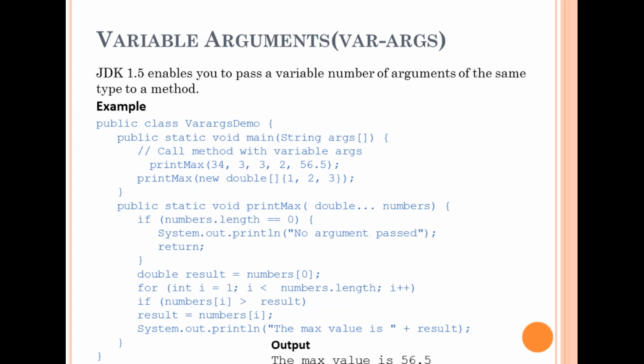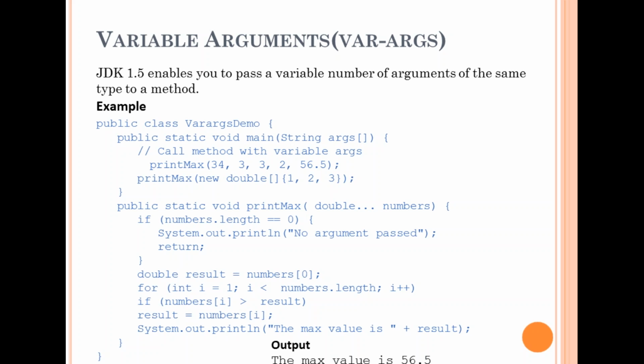The next topic is variable arguments, var-args. JDK 1.5 enables you to pass a variable number of arguments of the same type to a method. The parameter in the method is declared as follows: type name, ellipsis, parameter name. In the method declaration, you specify the type followed by an ellipsis, dot dot dot. Only one variable length parameter may be specified in a method, and this parameter must be the last parameter. Any regular parameters must precede it.